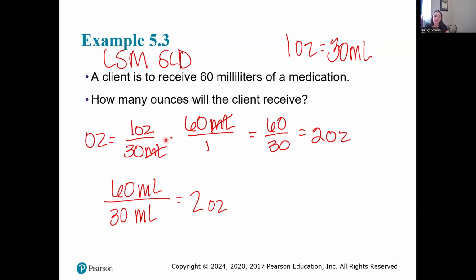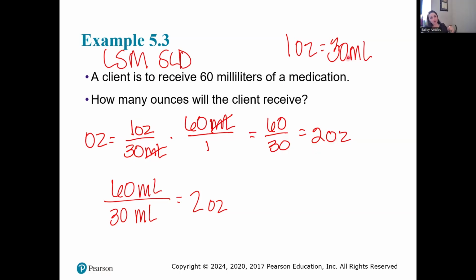And that's okay. So my question is asking for ounces, so I put ounces over here. I don't have any ounces, so I throw in my conversion, right? So my 1 ounce is 30 milliliters. I do have some milliliters because whatever I do to the top, I gotta do to the bottom. I have 60 milliliters, right? My milliliters cross out. I'm left with ounces. I've used all the numbers I have. 1 times 60 is 60. 30 times 1 is 30. 60 divided by 30 is 2.